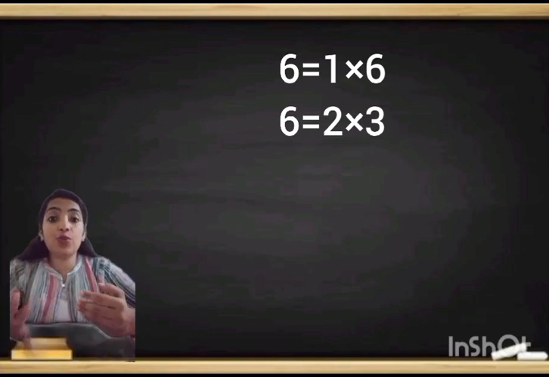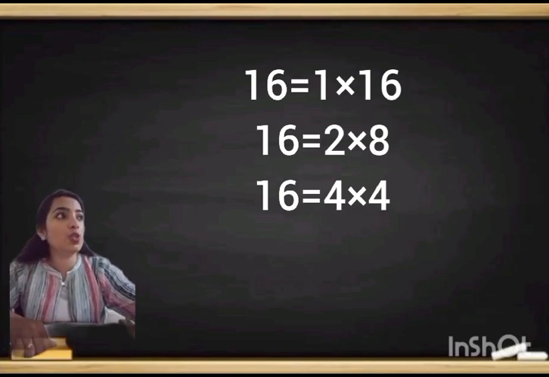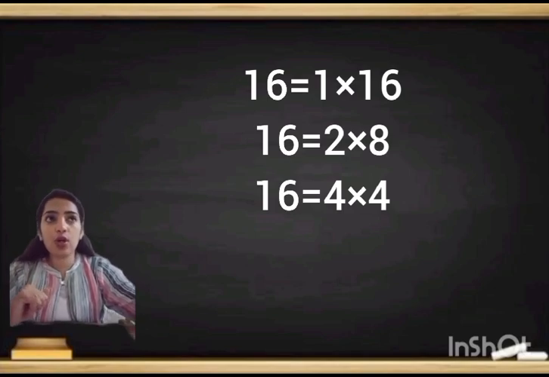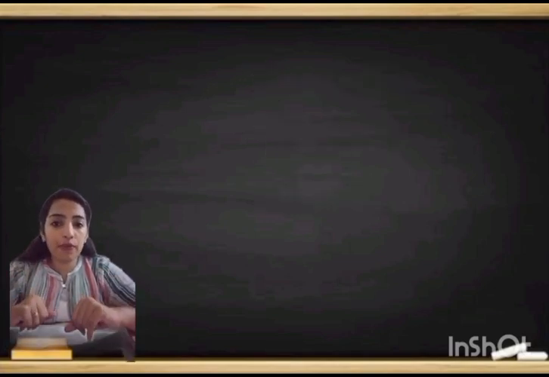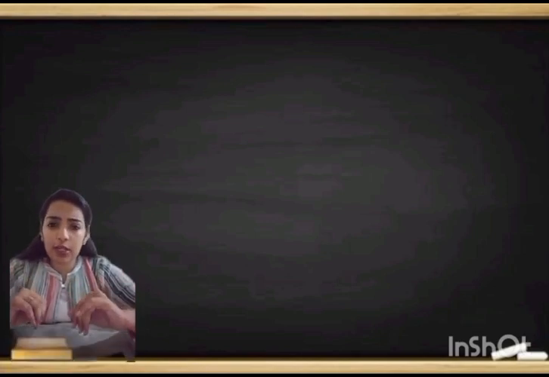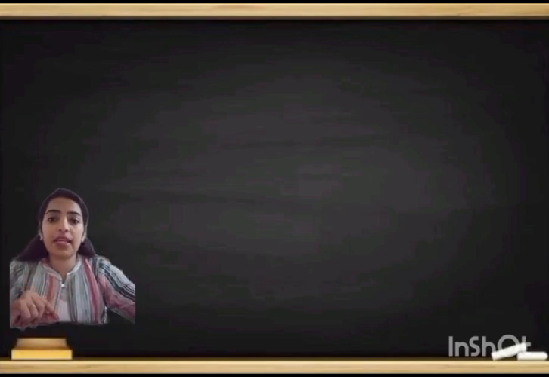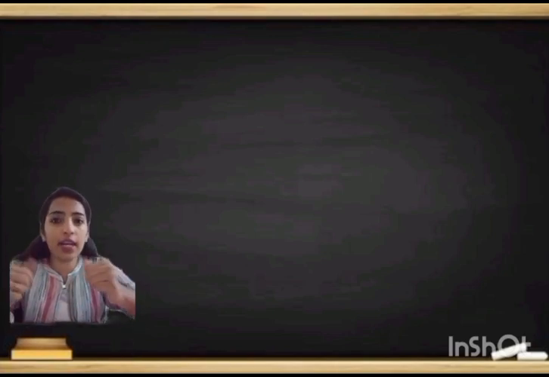So how many factors does 16 have? 16 equals 1 into 16, 2 into 8, 4 into 4. So how many factors? 1, 16, 2, 8 and 4. 5 factors, right? So in this way we can find the number of factors. But how do we find the number of factors of 48? It's quite difficult, right? So for huge numbers, writing the multiplication table and finding the number of factors is quite difficult. So there is another method to find the total number of factors.